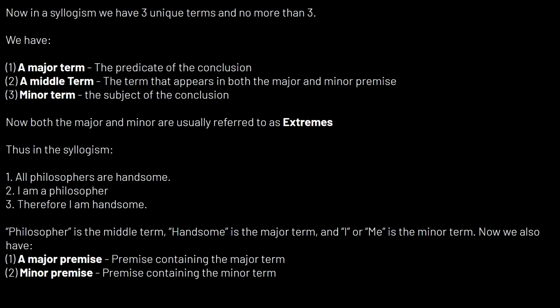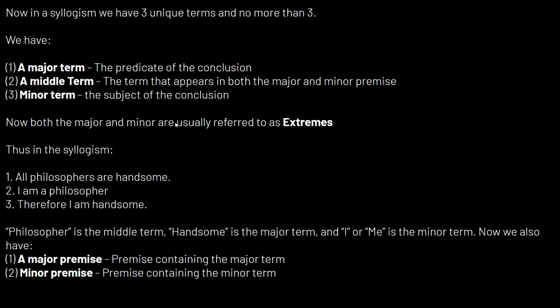That is, if I say, therefore Socrates is a man, man is the major term. The middle term is the term that appears in both the major and minor premise and is also called the connection of the syllogism. The minor term is the subject of the conclusion. That is, if I say, therefore Socrates is a man, Socrates is the minor term. Now, both the major and the minor terms are usually referred to as extremes. You might have heard this before, but that is what they are usually called.